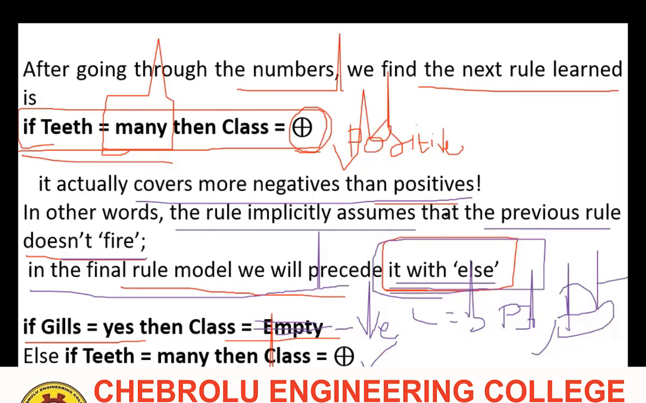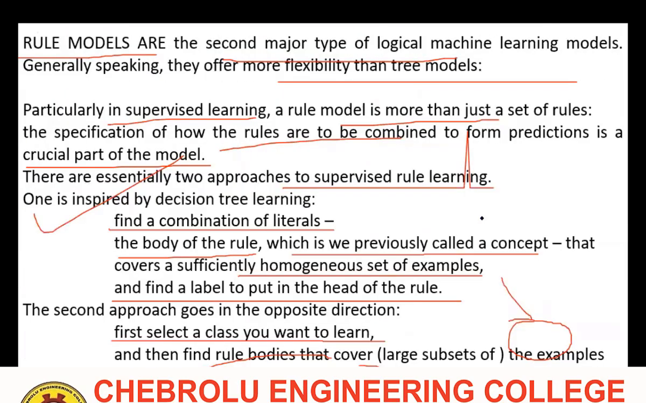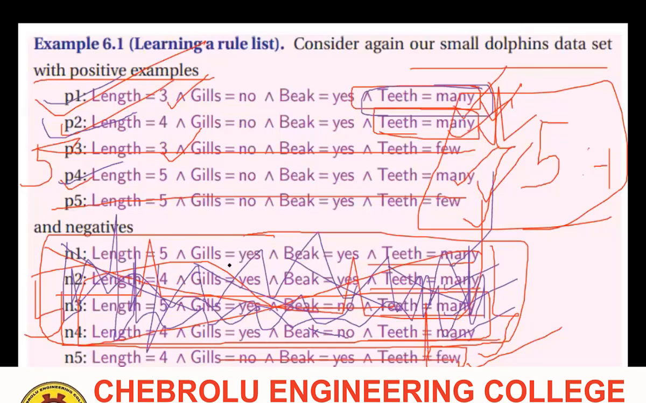So, can we find a common rule for this? If you see here, P3 is length is equal to 3 and gills is equal to no, wake is equal to S and teeth is equal to few. Similarly, P5 is length is equal to 5, gills is equal to no, wake is equal to S and teeth is equal to 5. And the negative is length is equal to 4 and gills is equal to no, wake is equal to S, teeth is equal to 5.